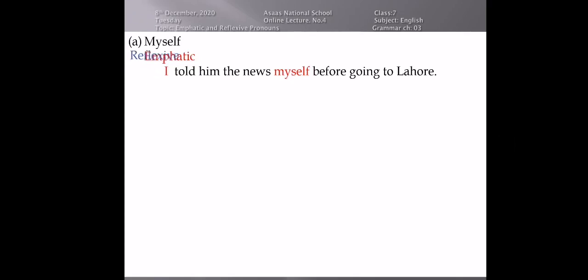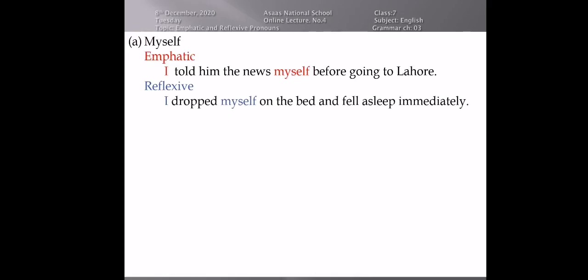Now see how we can use myself as a reflexive pronoun. I dropped myself on the bed. I did the action, dropped, and I did this action on myself. So I am the subject and myself is the object, and both refer to the same person. Therefore it is a reflexive pronoun. Myself is a reflexive one.